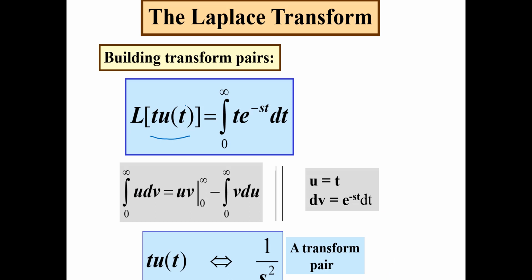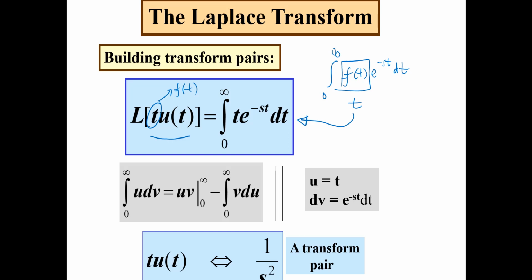So t u(t) means that you take the Laplace transform of the function t here. This is the f(t). So go to the basic equation for the transform, the integral from 0 to infinity of f(t) e to the power of minus st dt. Okay, so just replace f(t) with t here, so we get the integral of t e to the power of minus st dt.